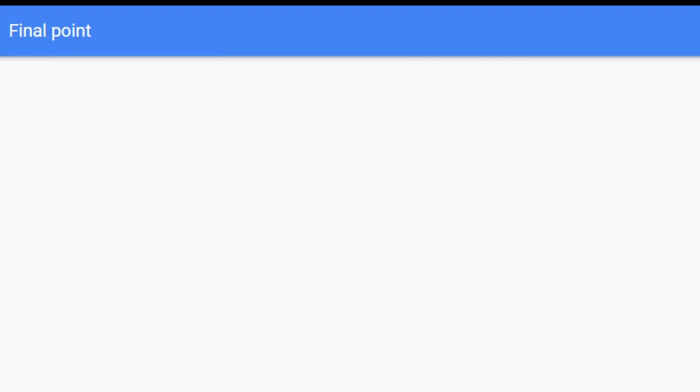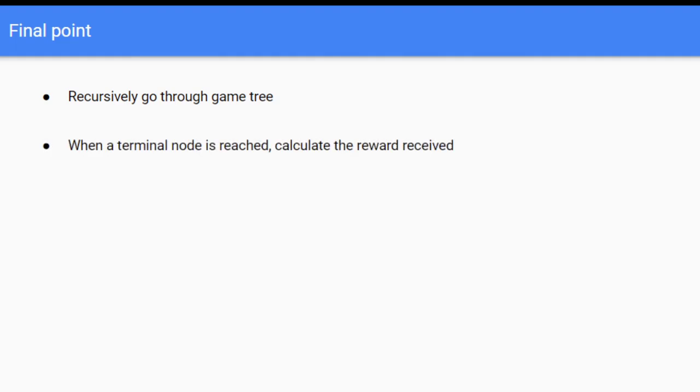Okay, so just some final notes on CFR with Kuhn Poker, and we're going to go through what the code is going to look like. We're going to recursively go through the game tree, and when we reach a terminal node, or when the game is done, we calculate the reward received. We're going to do this for every action, and we're also going to calculate the regret for every action.